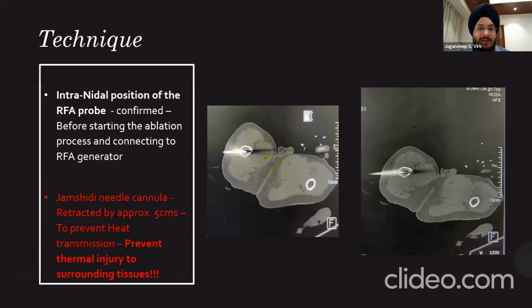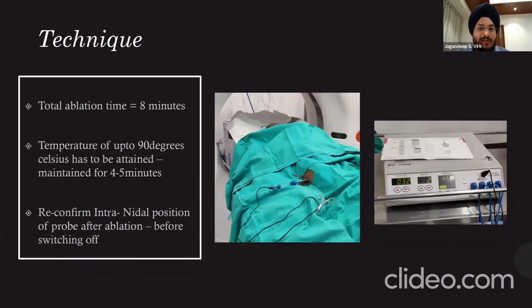So this is a very critical step. Ensuring the intranidal position of the RF probe is very important for a successful radiofrequency ablation for osteoid osteoma, as we can see in the second figure, where the RF probe has been positioned into the nidus. Then retracting the cannula of the Jamshedi needle is another critical step because the cannula can transmit heat into the surrounding tissue. So we have to retract it by at least 5 to 6 centimeters in order to avoid heat transmission to the surrounding tissue.